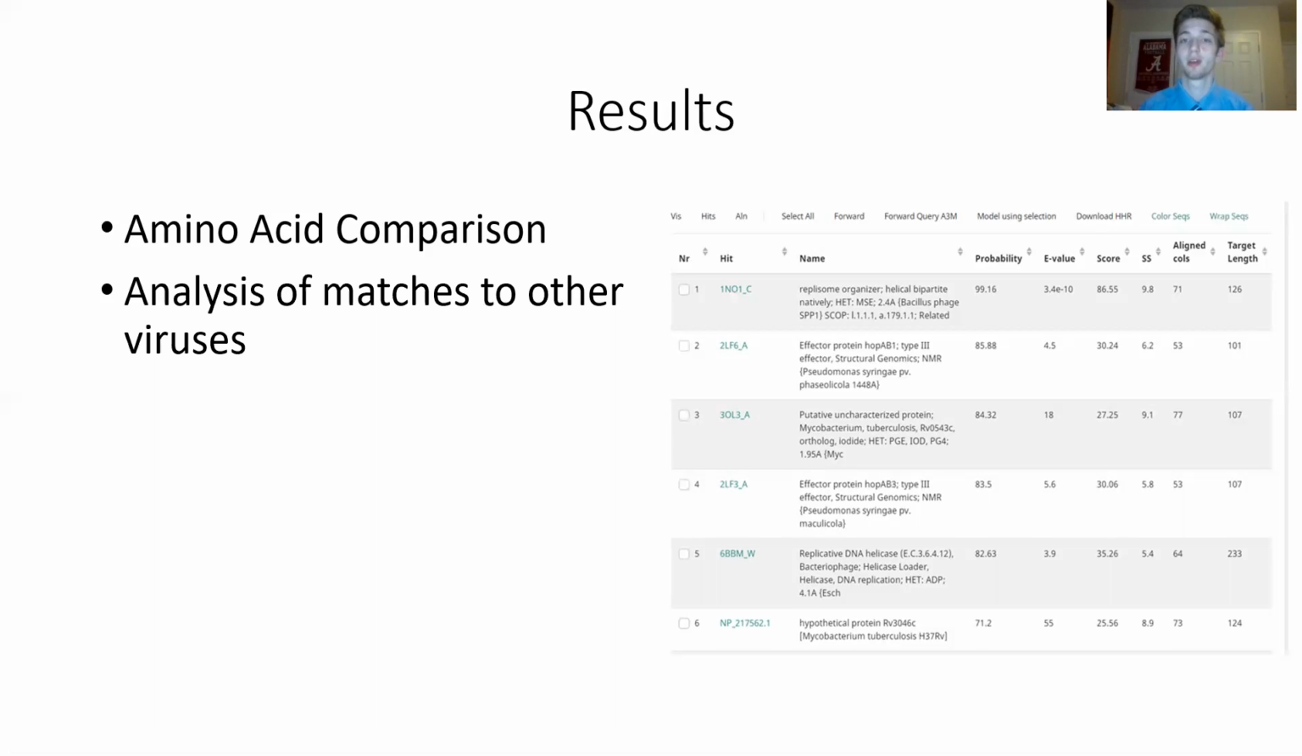As you can see with this first match, which is 99.16 probability, an essentially 0 E-value. Most likely, this protein will work either affecting and causing a cascade for replication or organizing that replication machinery.